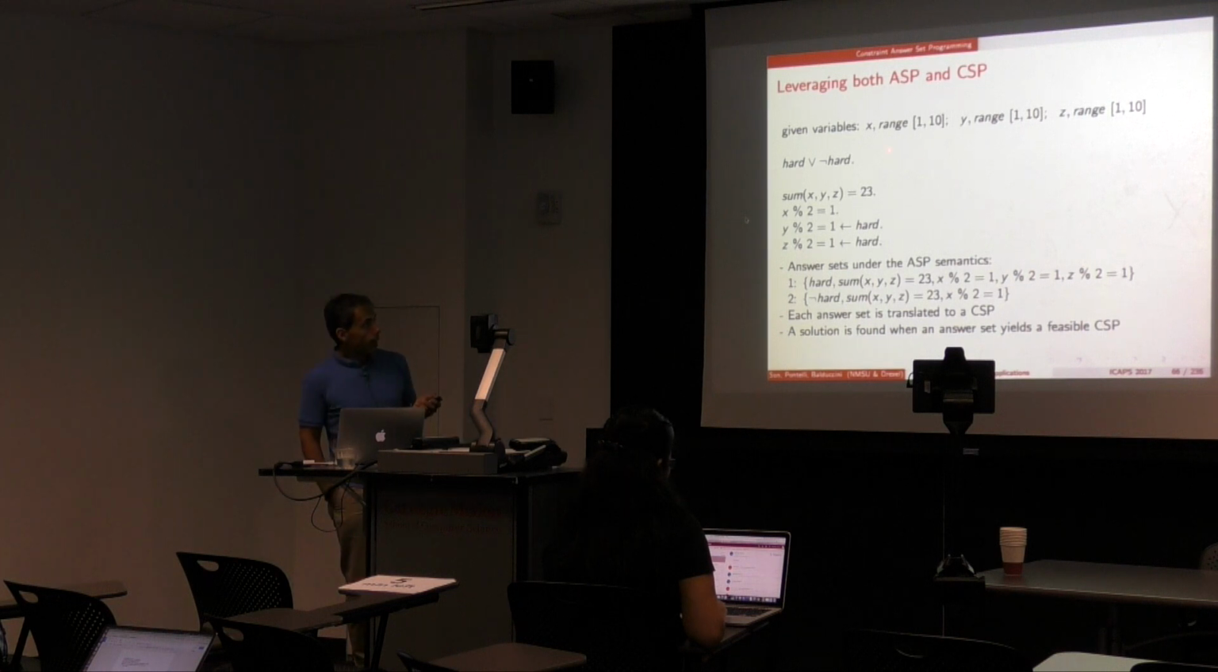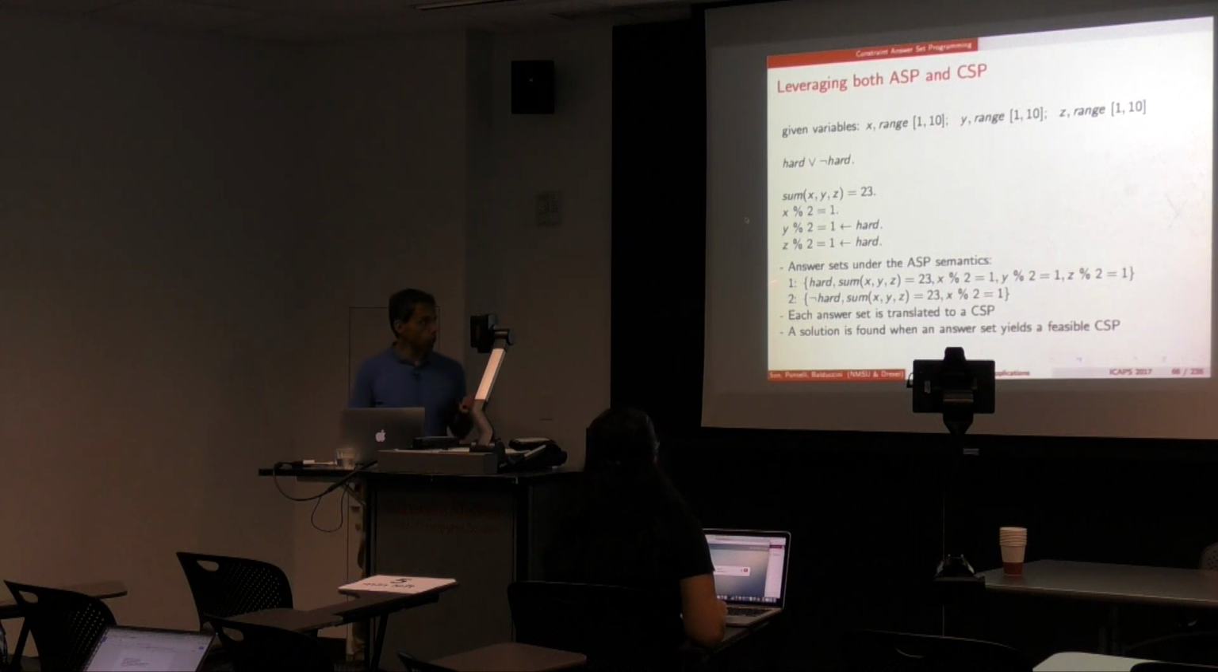So this is a slightly more interesting kind of ASP program, because we have this disjunction here. Still facts, but at least we have some disjunction. And it's not hard to see that this program has two answer sets. In one answer set, hard is going to be stated. It's part of the answer set. So we are considering the hard version of the problem.